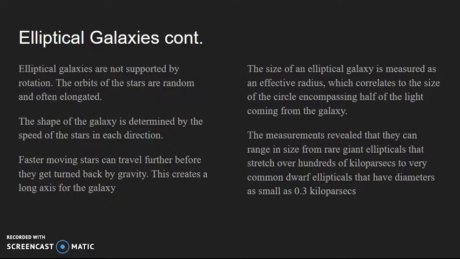The size of an elliptical galaxy is measured as an effective radius, which correlates to the size of the circle encompassing half of the light coming from the galaxy. The measurements revealed that they can range in size from rare giant ellipticals that stretch over hundreds of kiloparsecs to very common dwarf ellipticals that have diameters as small as 0.3 kiloparsecs.